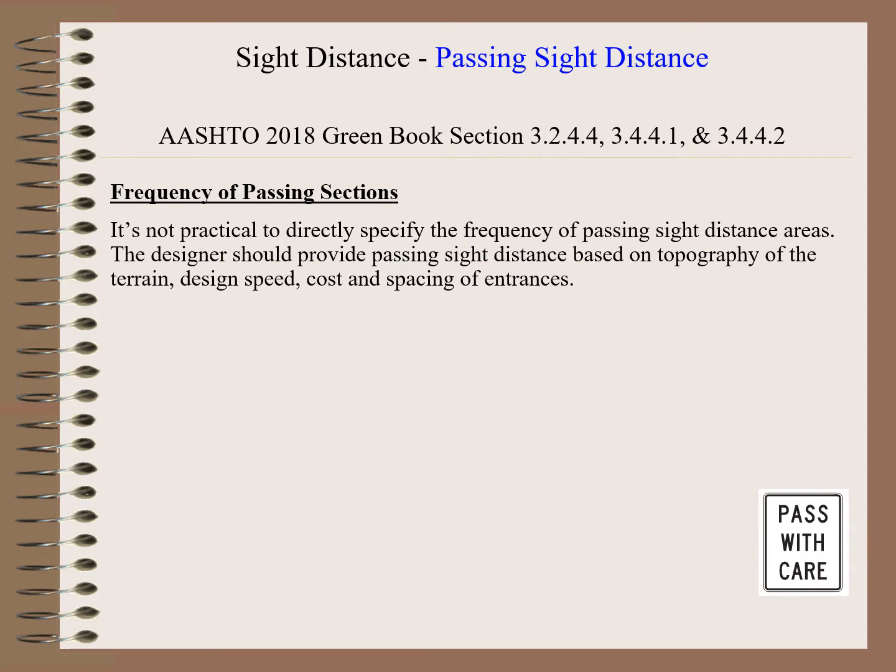Now we're going to talk about the frequency of passing sections. It is not practical to directly specify the frequency of passing sight distance areas. The designer should provide passing sight distances based on topography of the terrain, design speed, cost, and spacing of entrances.